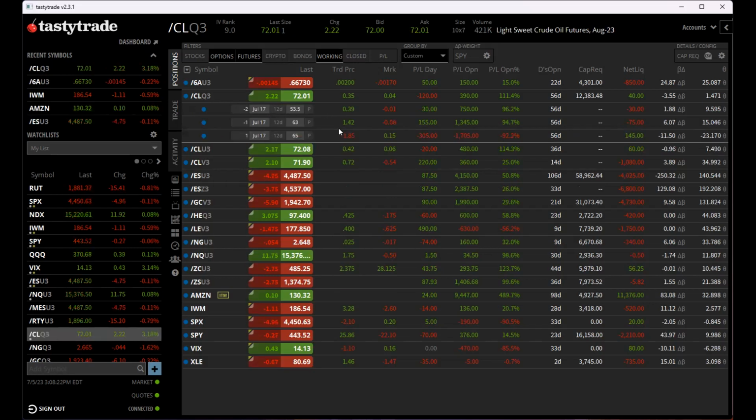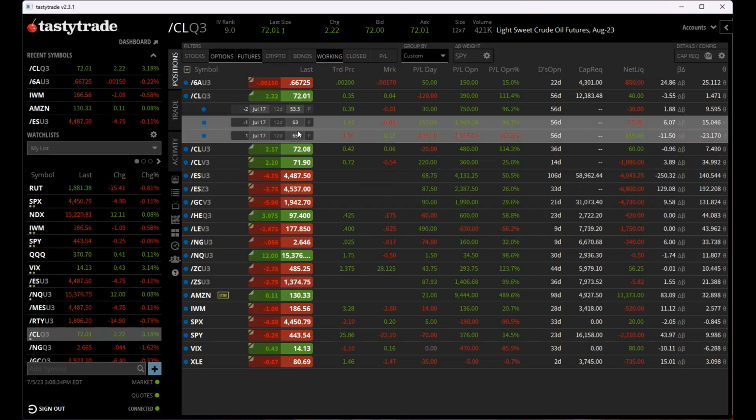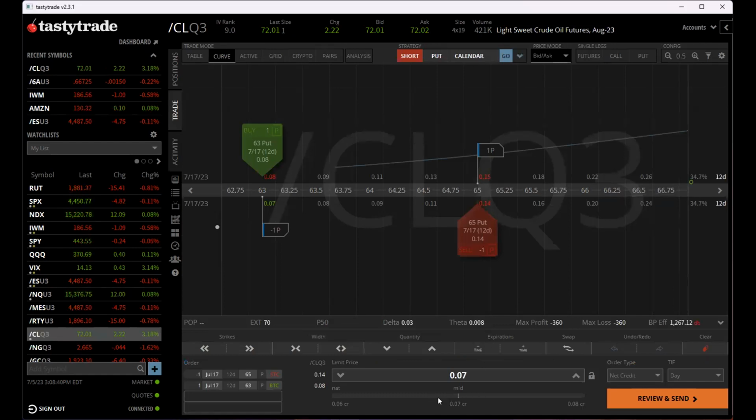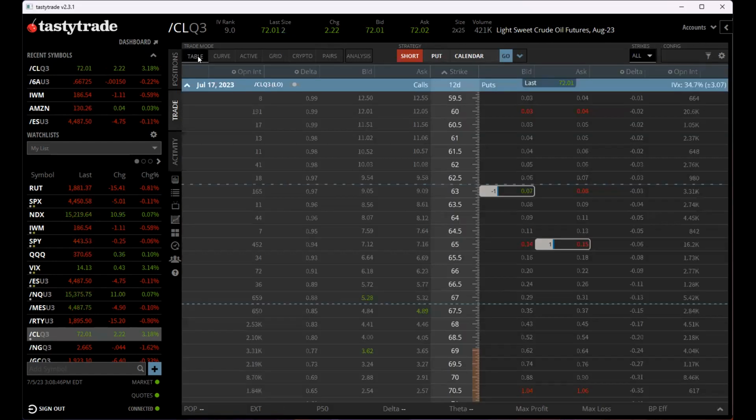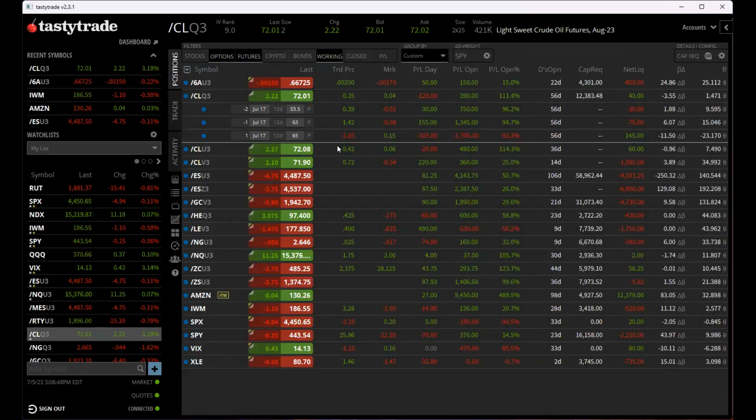CL futures. I got a 112 trade on here. This has 114% P&L since the open. I've got 12 days to go in this trade. Now, that is getting closer to where I may want to take a look at this put debit spread and see what it would take for me to close this. Would I get anything out of it right now? I'm going to get about 70 bucks. It's probably not worth it to close yet, so we'll just hang on there for now.